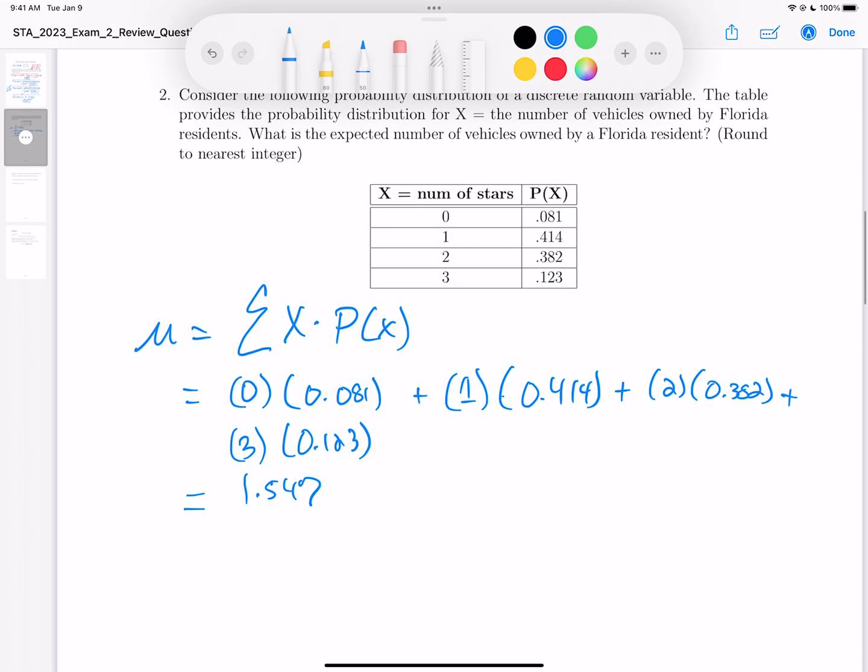The question tells us to round this to the nearest integer, which means we're going to round this up to 2. We round up. Remember, if it's 5 or higher, you round up. So 2 would be the answer to this question. All right, moving along.